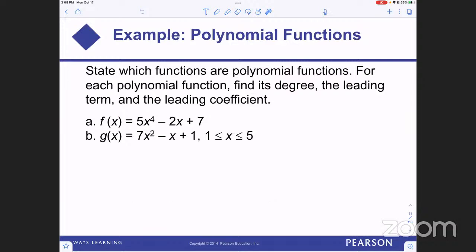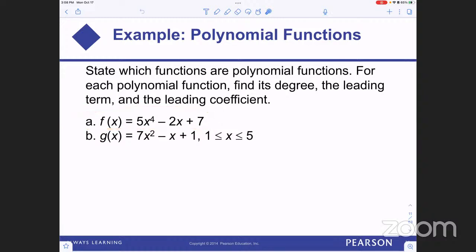So here we're asked to state which functions are polynomial functions. For each polynomial function, find the degree, the leading term, and the leading coefficient. If you had to guess, do you think part A is a polynomial, yes or no?